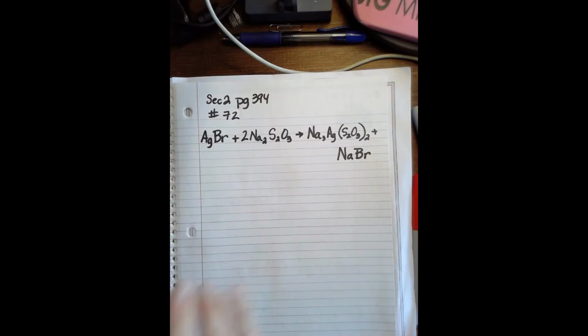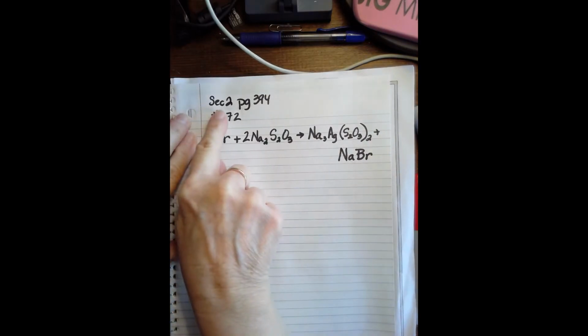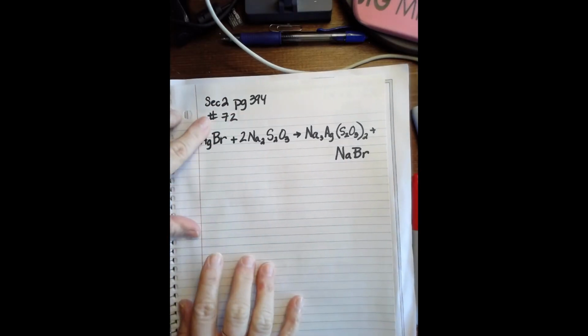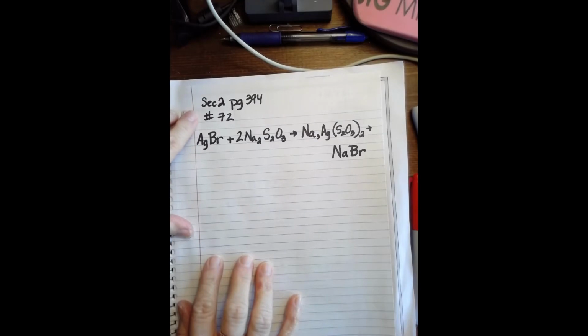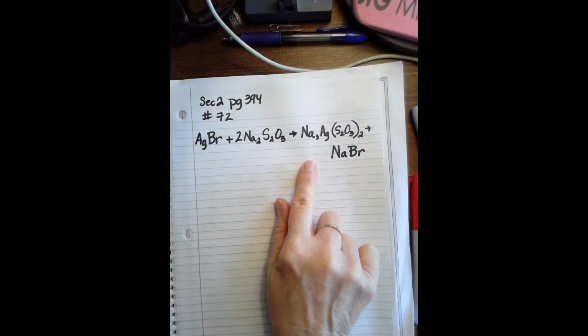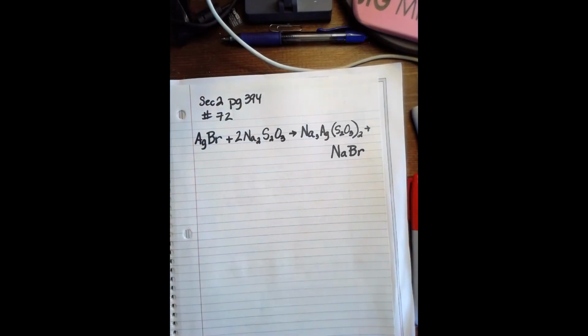Okay, guys, we are going to continue our review of chapter 11. We're moving now to section 2 problems. We're going to find these on page 394, and the first problem we're going to work with is problem number 72. And you can see here that I've already written the balanced equation that the question provided, so you need to include that on your work right now as well.